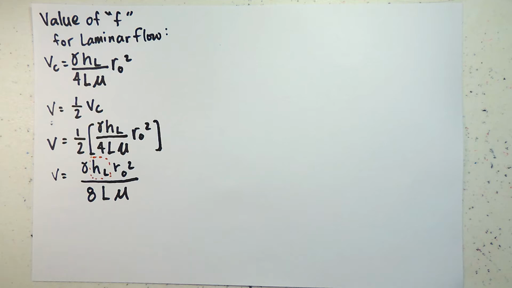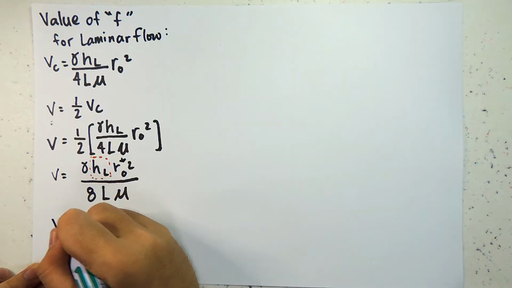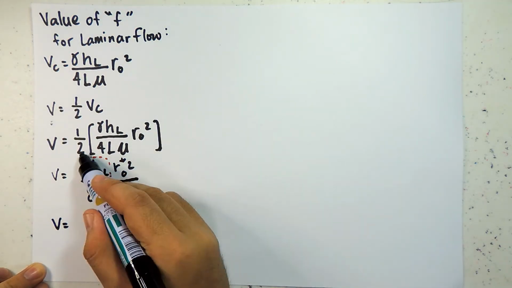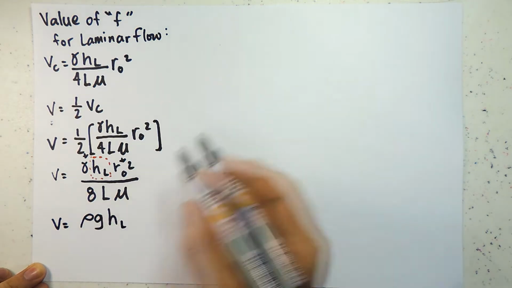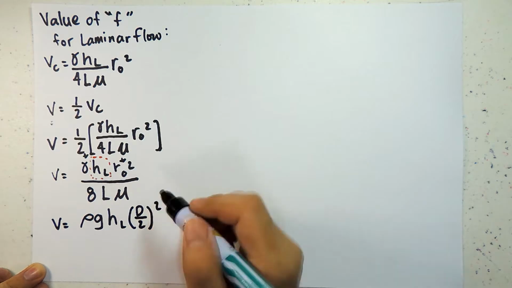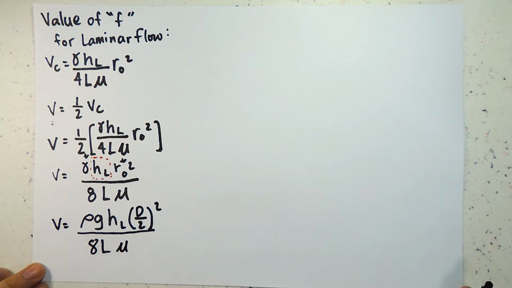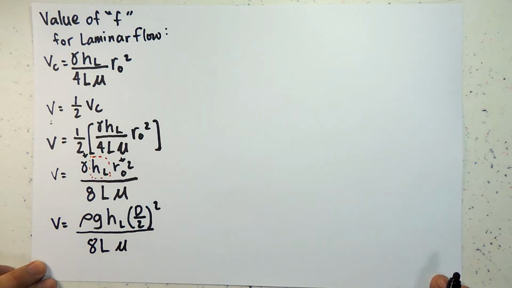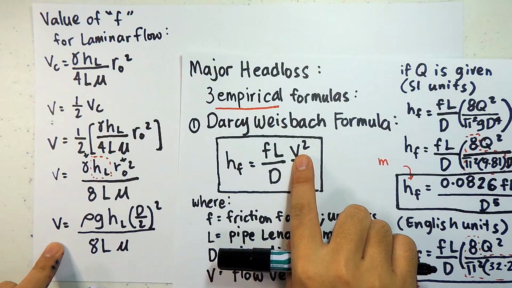So ngayon, ang gagawin ay medyo re-replicate natin yung formula for Darcy Weisbach head loss formula. So, expand ko pa yung equation ko. So, yung gamma o yung specific weight will be translated into rho g. Then, yung R sub O ko o yung radius ng pipe would be translated in terms of diameter. So, that would be D over 2. So, yung magiging resulting equation na would be V is equal to rho times G times H sub L times the quantity of D over 2 square all over 8 times L times mu.